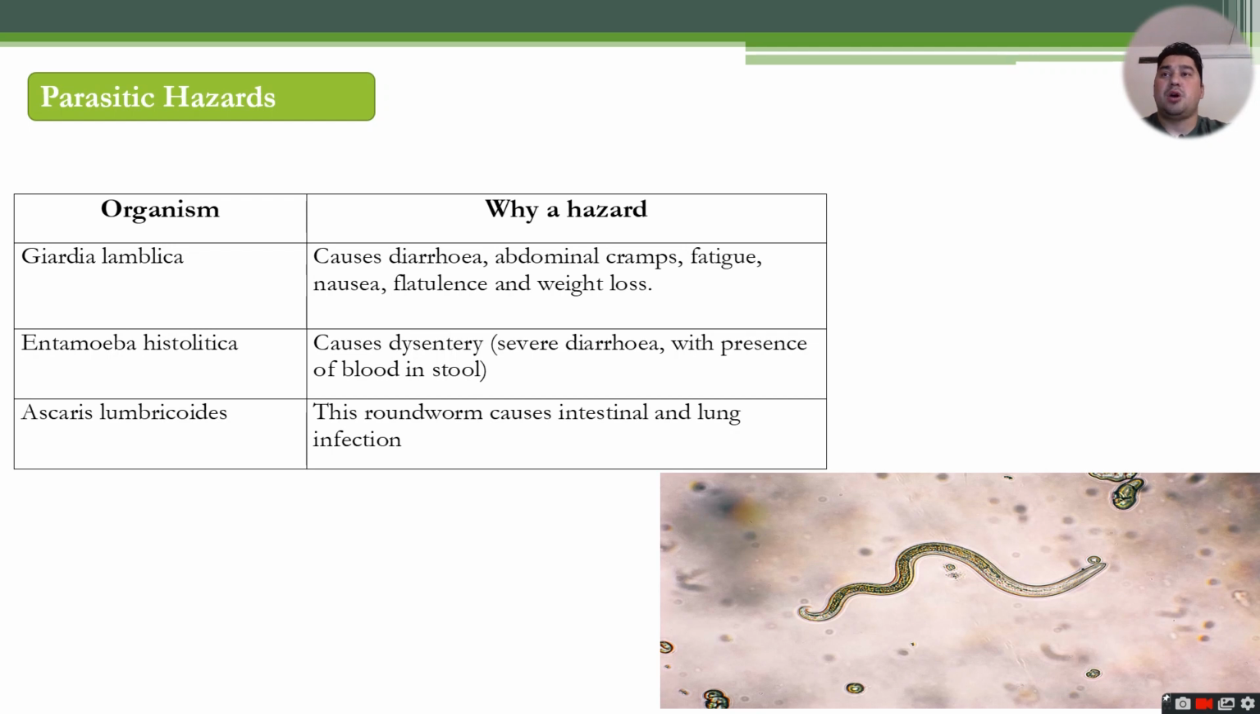Parasitic hazards. The organism Giardia lamblia causes diarrhea, abdominal cramps, fatigue, nausea, and weight loss. Entamoeba histolytica causes dysentery, like severe diarrhea with the presence of blood in stool. After that, we have Ascaris lumbricoides. This roundworm causes intestinal and lung infection.